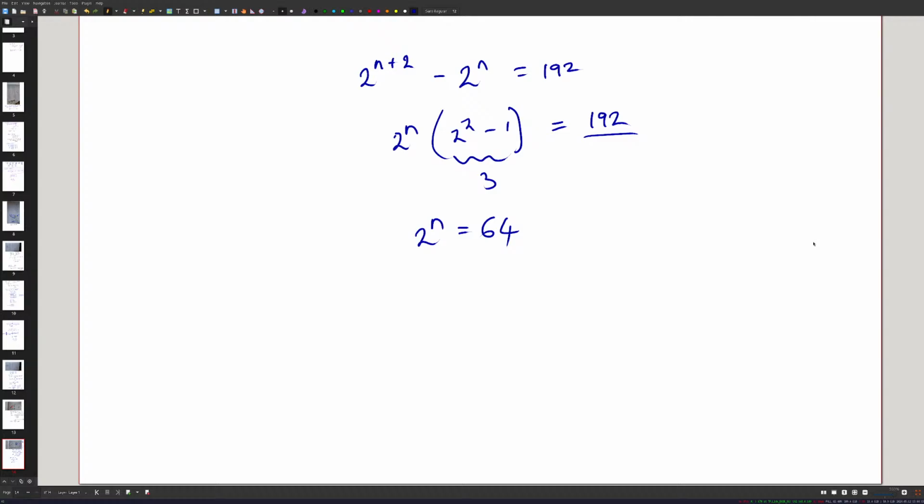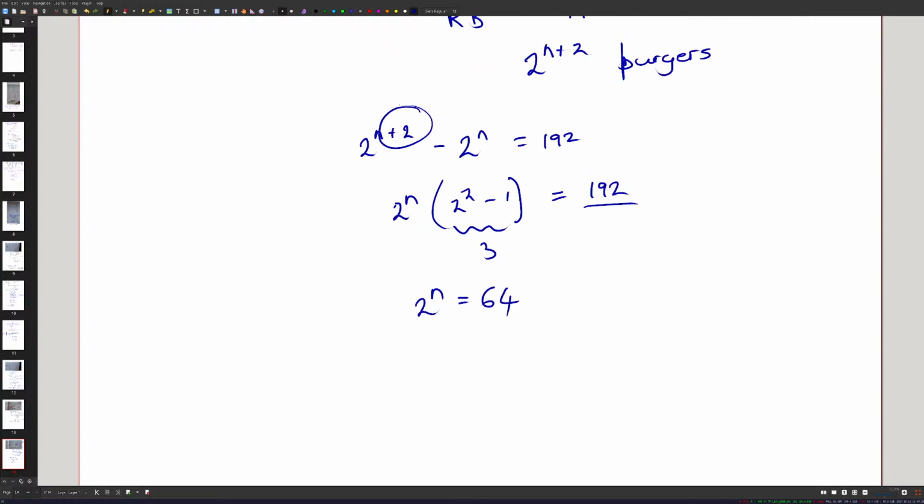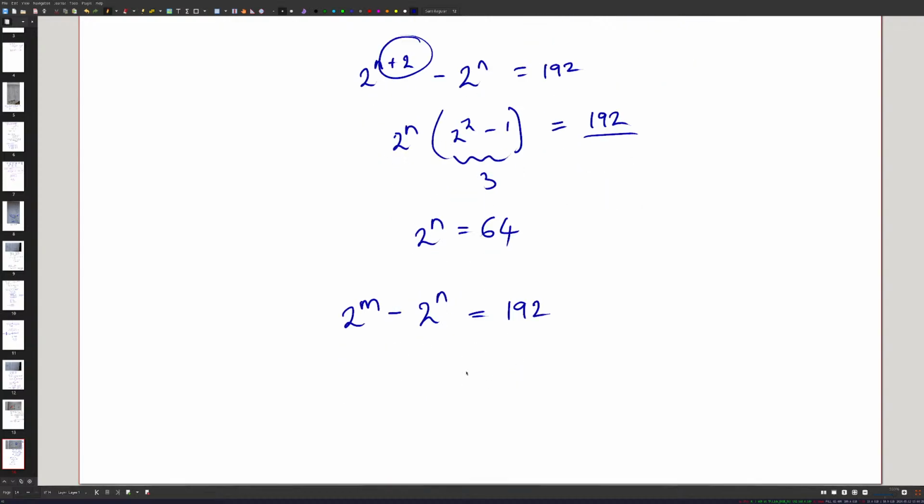The reason I say that they don't actually have to tell you that this is n plus 2 is if you want to solve in general, 2 to the m minus 2 to the n is 192. And we factor out the 2 to the n. So we get 2 to the n times 2 to the m minus n minus 1 is 192.